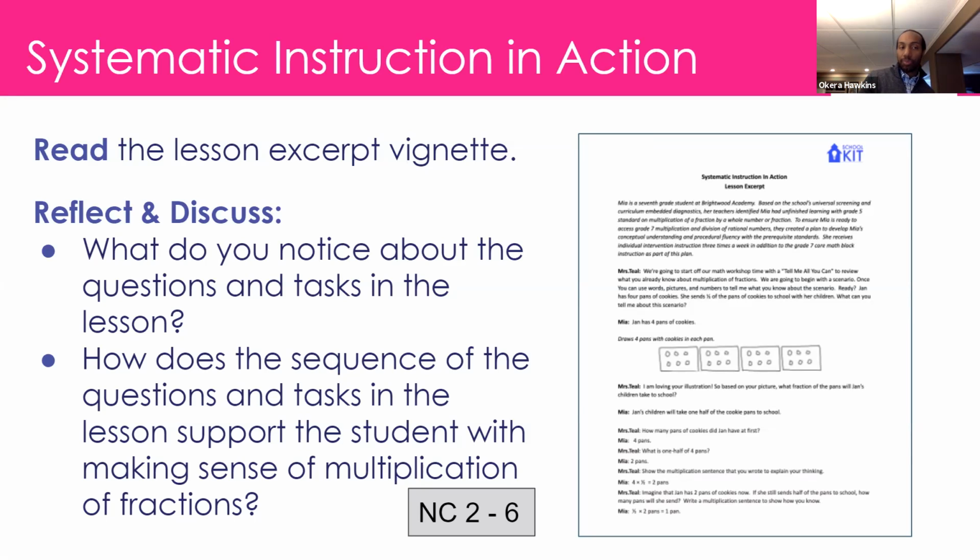And so does anybody want to lend their voice to the space around the second question? Have anything else they want to add before we move on about the sequence of questions and tasks and its impact on supporting the student with making sense of multiplication of fractions?